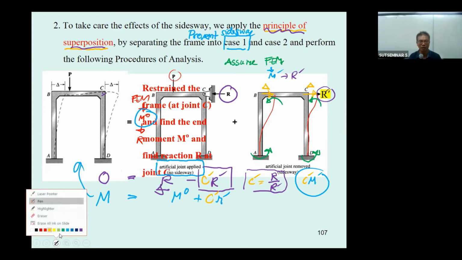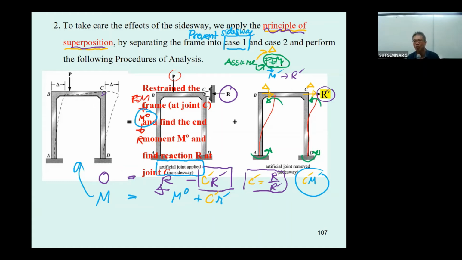And we said you may assume two things. You may assume the delta, or you may assume the fixed end moment, whichever is more convenient. And I will do it in the examination. I will assume the fixed end moment. Why do we do so? Because we know that the fixed end moment for this one is going to be 6 EI delta divided by L squared.